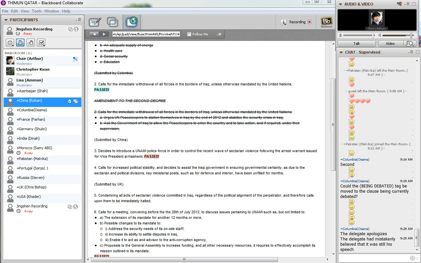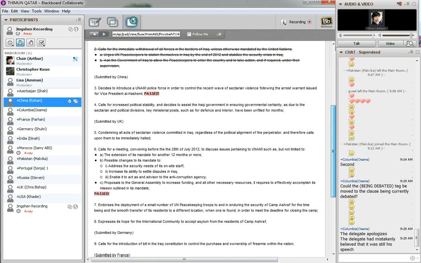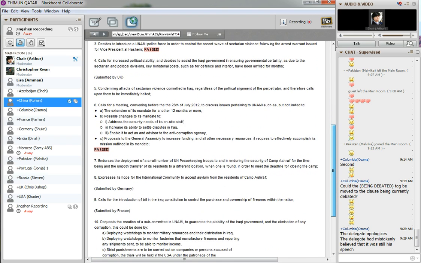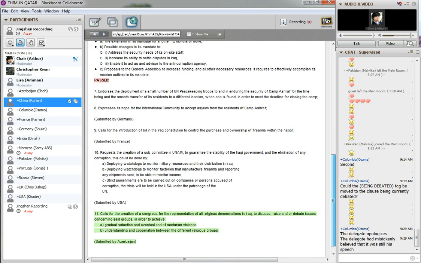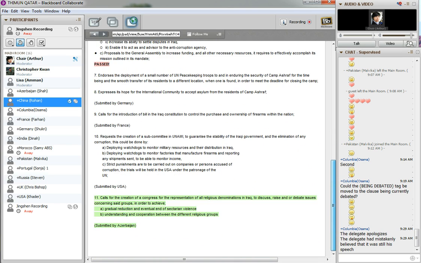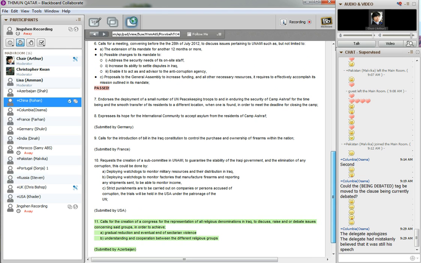Calls for increased political stability, decides to assist the Iraqi government in ensuring governmental sustainability, as due to sectarian and political divisions, key ministerial positions, such as for defense and interior, have been unfilled for months. The chair sets a close veto of 3 minutes for and 3 minutes against. Delegate, you now have the floor.